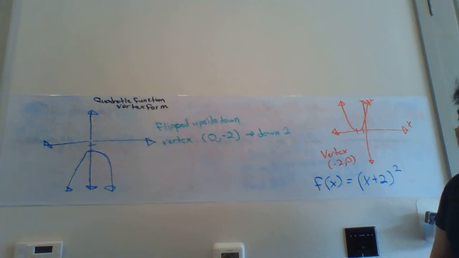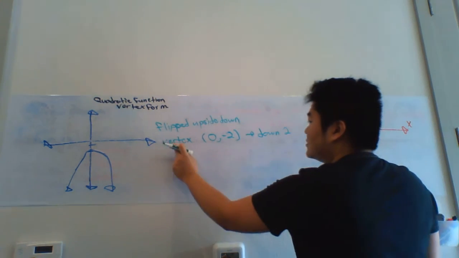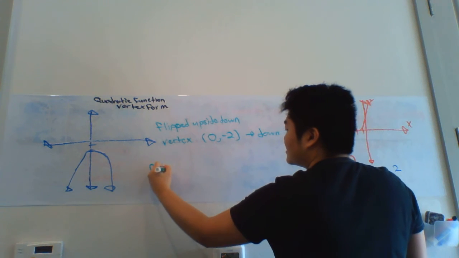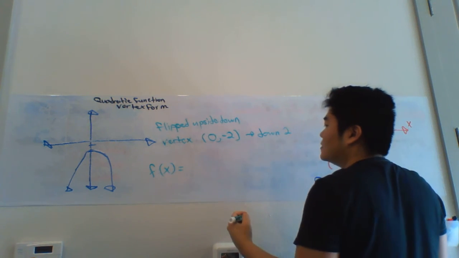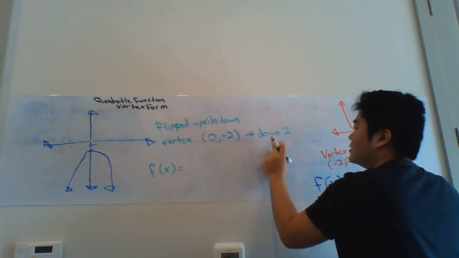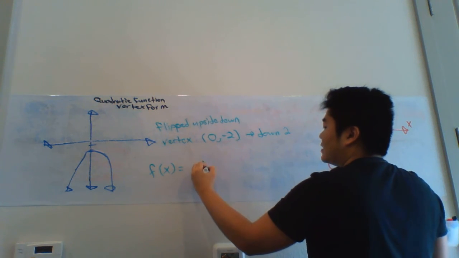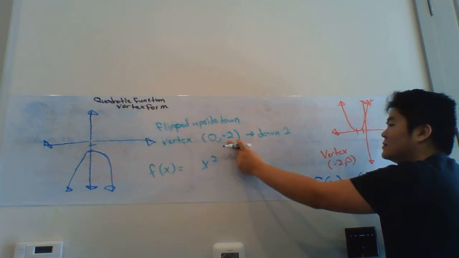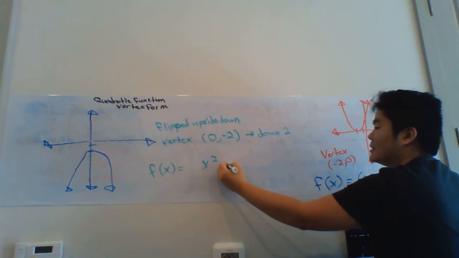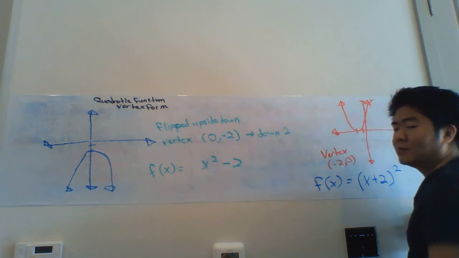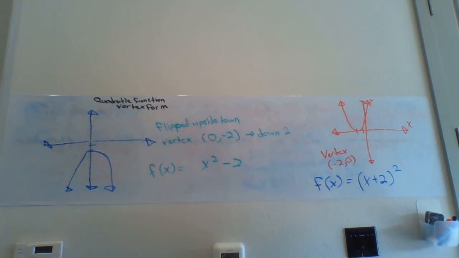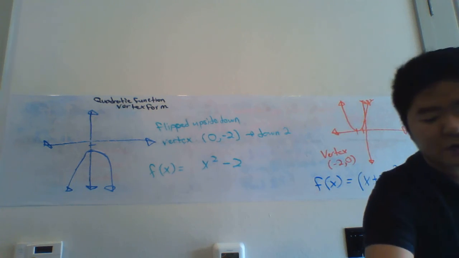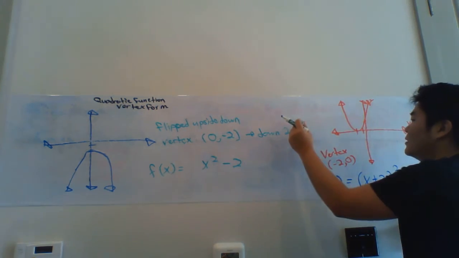So what we need to do is do the vertex first. So I've got my f of x equals, and since I'm moving up and down 2, I just have x squared. And then this down 2 means I just add it at the end. X squared minus 2. So we've checked off that vertex part. We're done with that one.